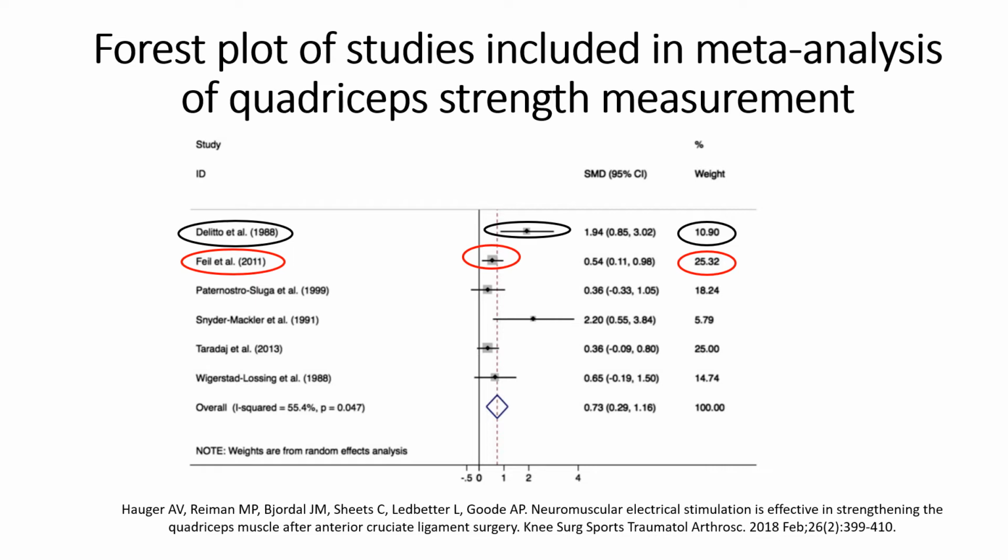If we drop down one line to the FEL study from 2011, you can see that the weighting of that study is 25.32, and you can see that the gray box there is about twice the size of the gray box that we see for the Delito et al. Study. And all that means is that that study is weighted more heavily than the Delito et al. Study based upon the program that was used for this meta-analysis.